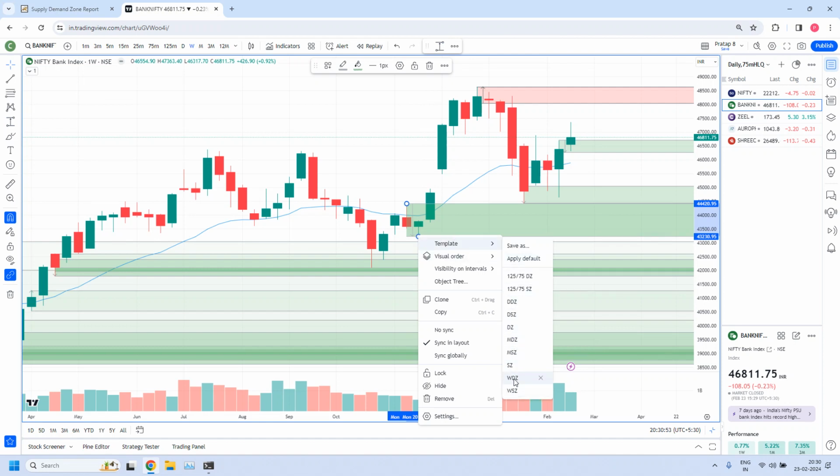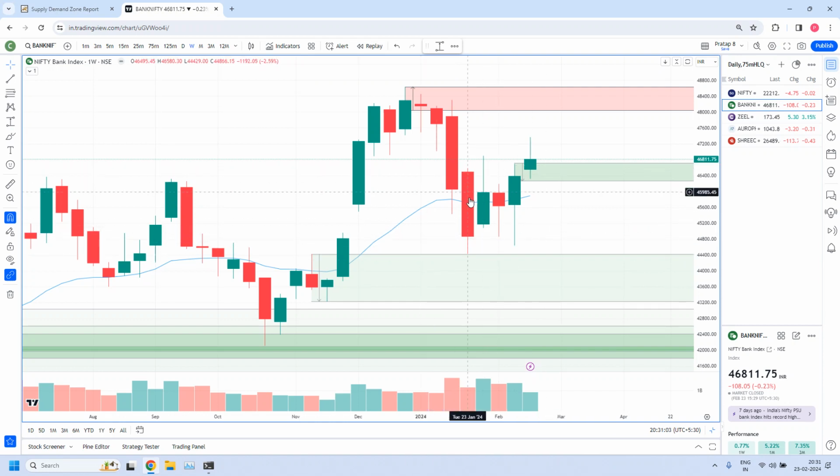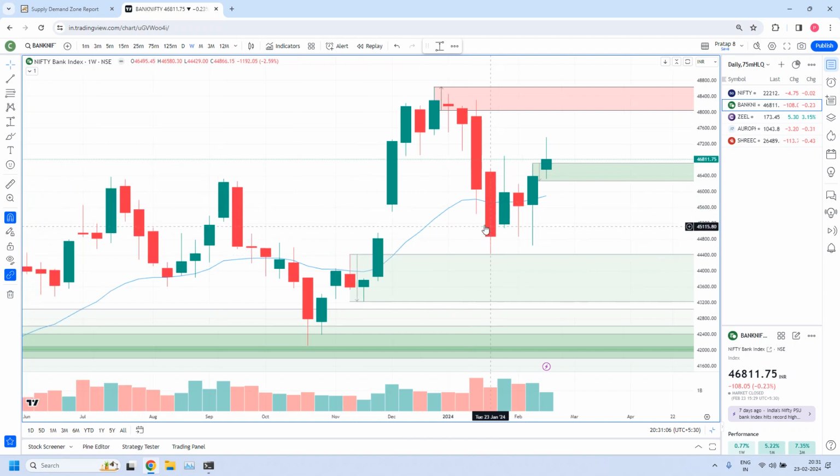Let me change the color to weekly demand zone. See here, exactly. Let me delete it for the time being. I will undo. See here, price entered into this weekly zone. Earlier there was a price over extension, and prices came down, and by the time it reached the weekly zone, the price over extension was already completed. Below there is a weekly zone. It took a support, and from here prices started moving up.